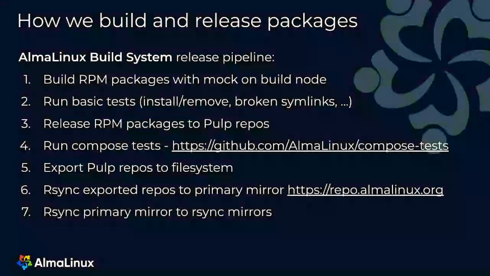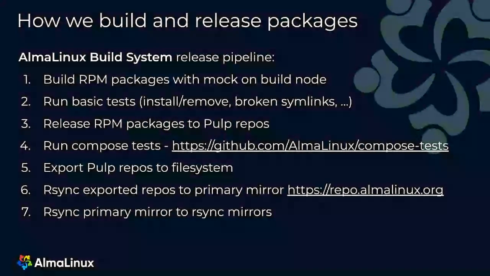So how does our pipeline look? We build packages, and we run basic tests right after the build. Can we install and remove the package? Can we check for broken symlinks and other stuff? Then we release these packages to Pulp repos. Then we run compose tests.